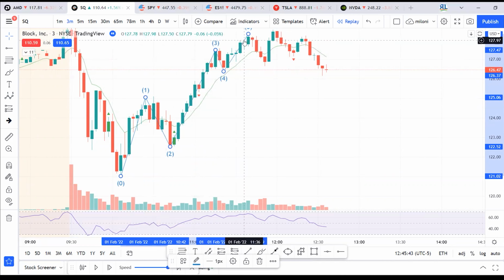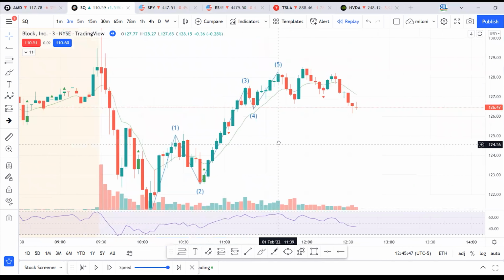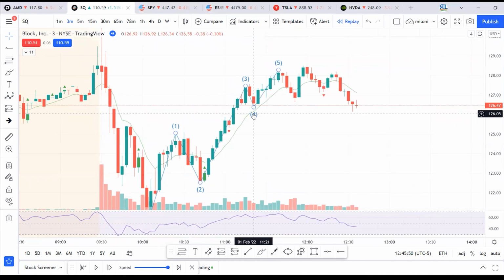So anyway, I hope this helps you guys. This can work on any time frame. It doesn't really have to be for a day trade. This could also work phenomenally well for a swing trade.